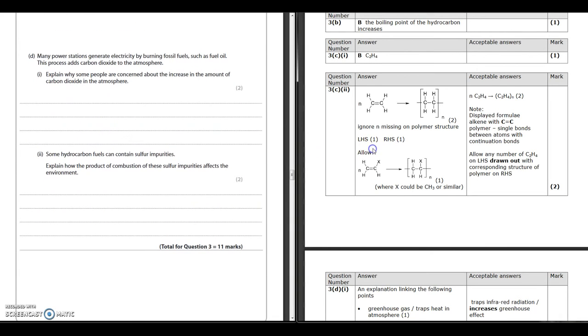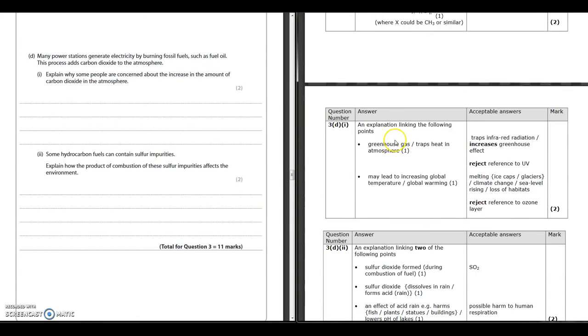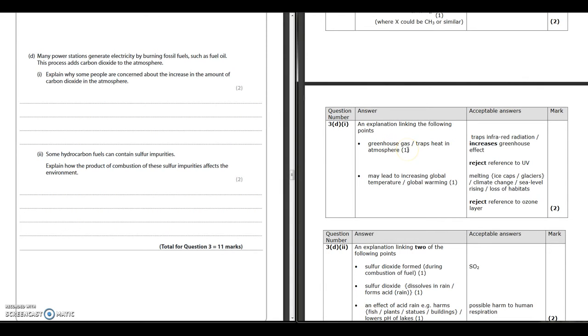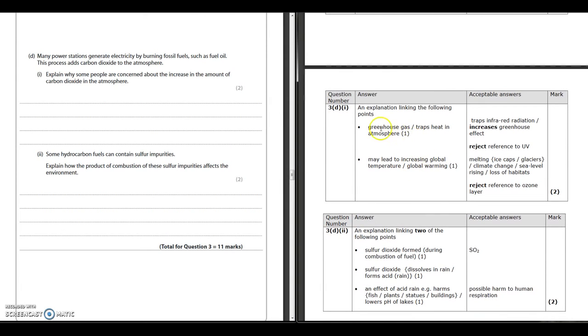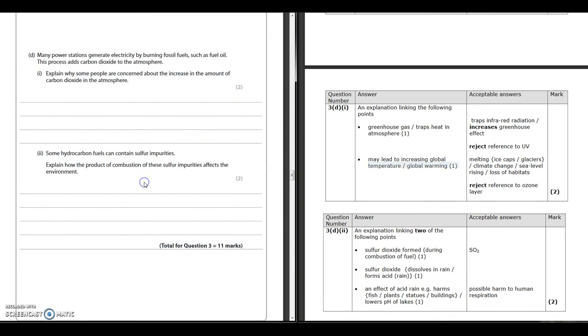For D, explain why some people are concerned about the increase in carbon dioxide. Carbon dioxide is a greenhouse gas. It traps heat, and then that is going to be linked then to global warming. So a reference to each. Don't even go near saying the ozone layer. It's not something we cover. It's not got a link to anything like that. So just, yeah, ignore it. You'll lose marks if you say anything about ozone layers in your GCSEs at the moment.